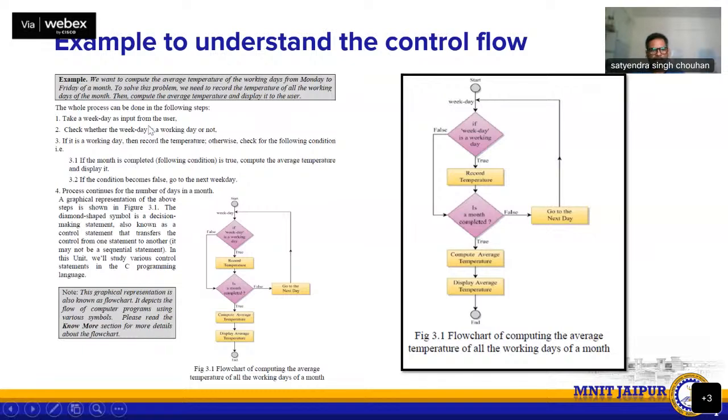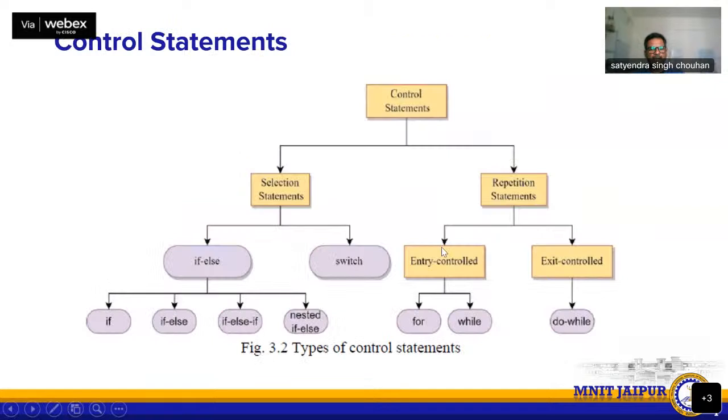So it discusses different control statements: if else, else if ladder, nested if else, and the switch. And sometimes a particular problem might require a particular operation to be performed more than once. So there are repetitive statements also. For that, in C programming language, we have for, while, and do while.